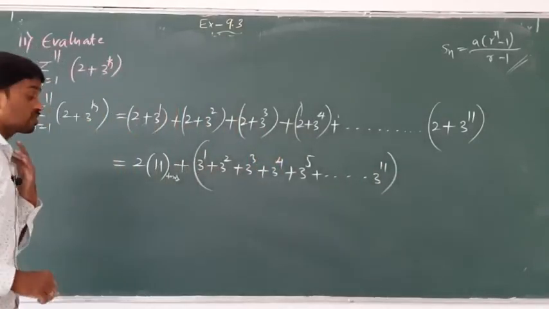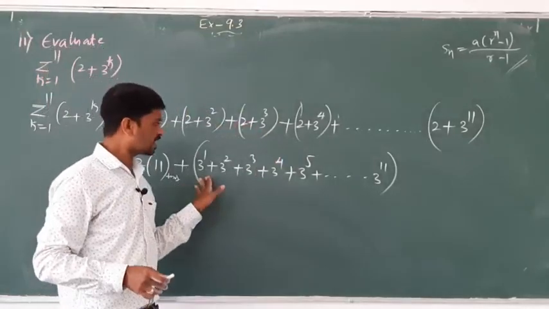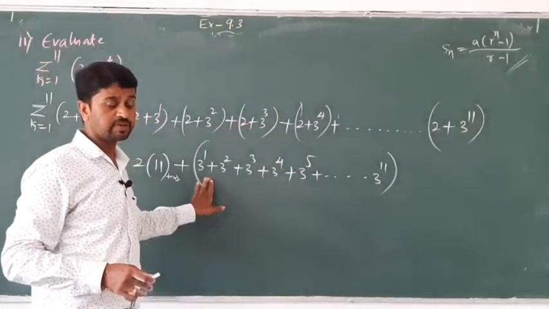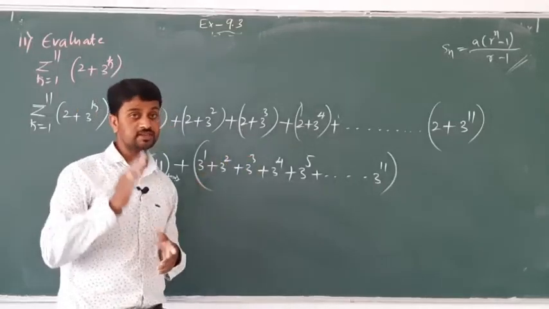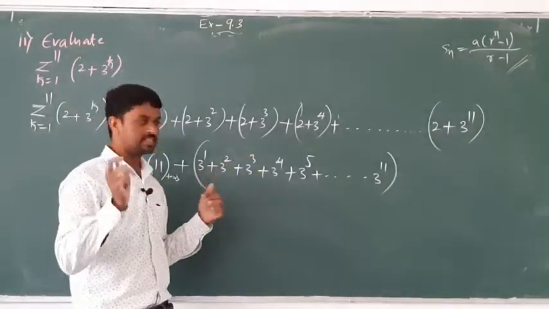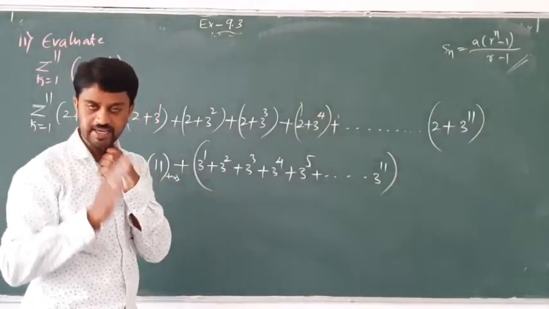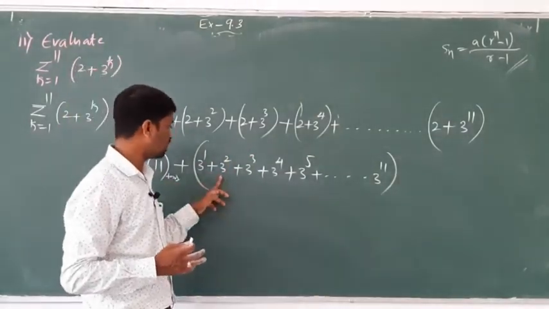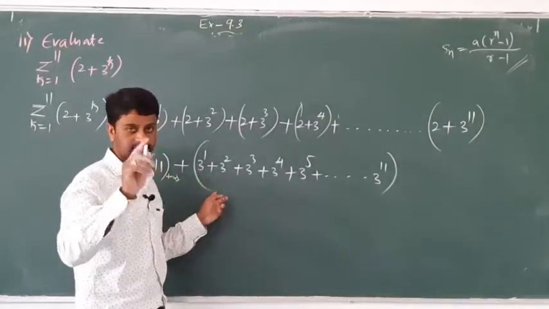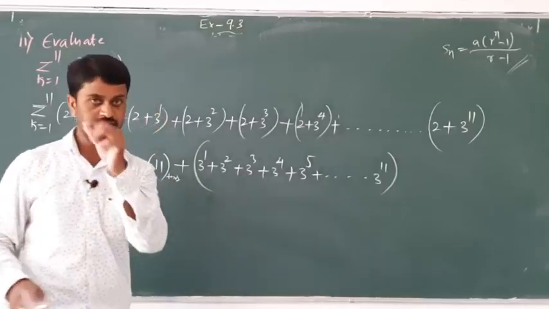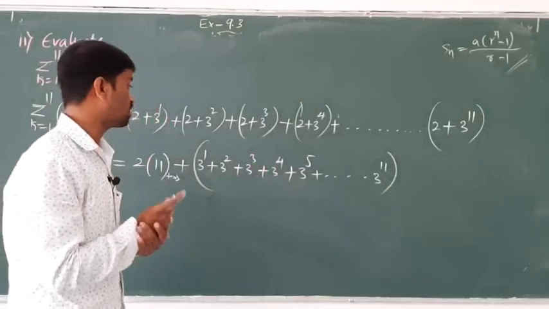What is our target? Summation means sum. Here, is it GP or AP, arithmetic progression or geometric progression? 3 square means 9, 3 power of 3 means 27. 9 minus 3 is 6, 27 minus 9 is 18, so it is not an AP. It is a GP. 3 square divided by 3 is 3 only, 3 cube divided by 3 square is 3 only, 3 power of 4 divided by 3 power of 3 is 3 only. The common ratio is 3.